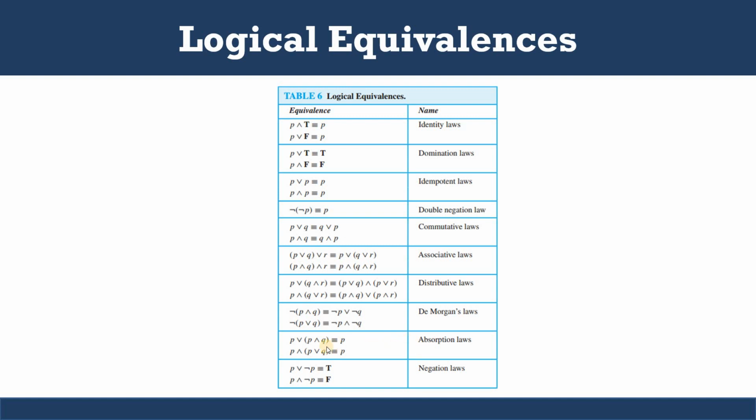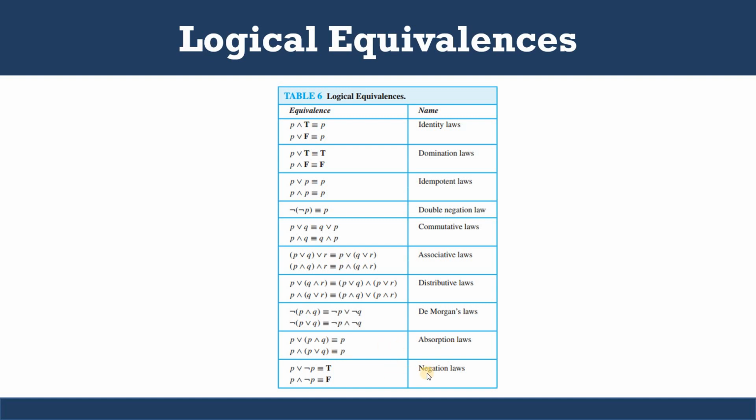Absorption laws say that when we get this sort of structure between two propositions, one proposition absorbs the other. So P or P and Q is equivalent to P, and according to the same law, P and P or Q is equivalent to getting P. So this is absorption law.